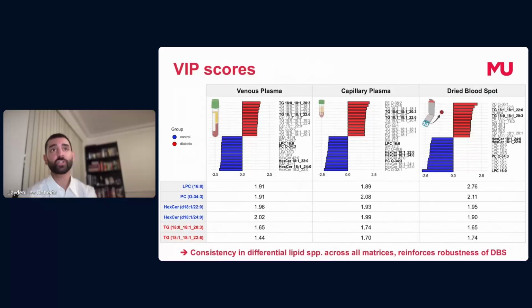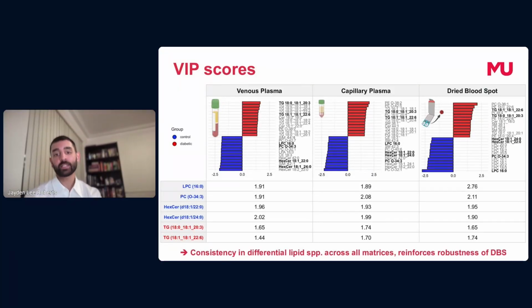And then when examining the top 12 lipids that were driving this difference for each group based on VIP score and colored based on the Cohen's d, there was consistency in the top lipids that were driving this separation, which was nice to see across all the biofluids as well. Specifically, glycerolipids including triacylglycerols in the diabetic group, and glycerophospholipids such as lysophosphatidylcholine, phosphatidylcholine, and sphingolipids such as hexosylceramides were consistent across venous plasma, capillary plasma, and the DBS sample in driving those differences.